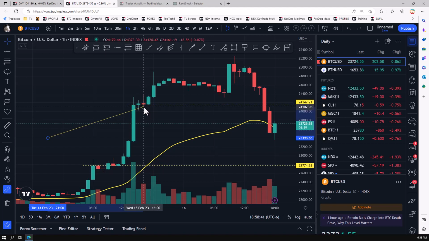Now, these candles, the way that they're printing or painting, they're not high confidence candles as far as whether or not this level is going to hold up. But we're looking at the 1 hour time frame.